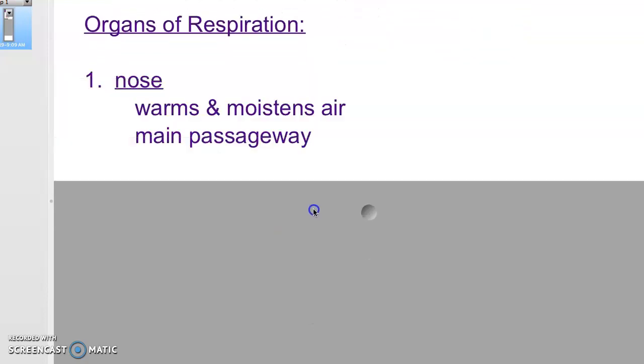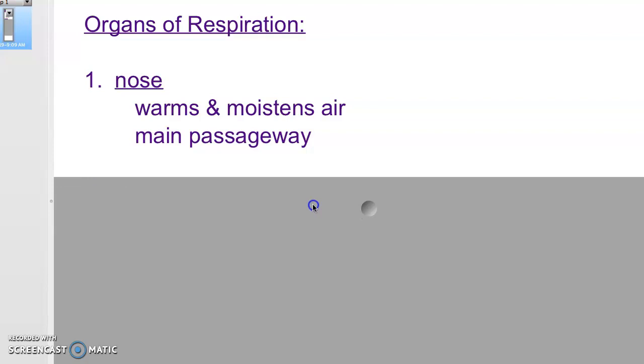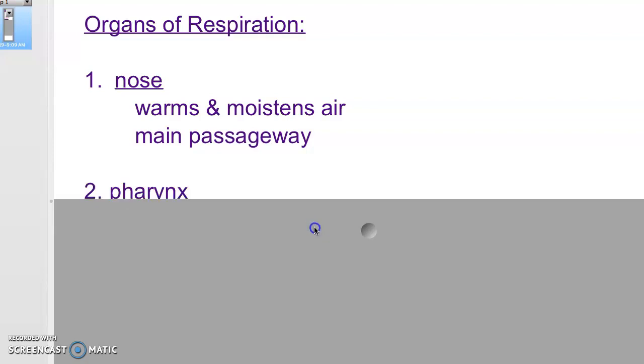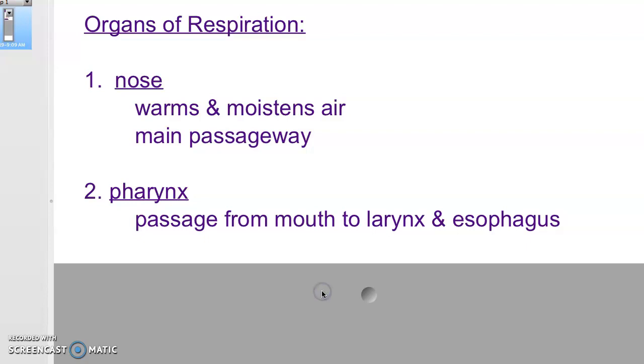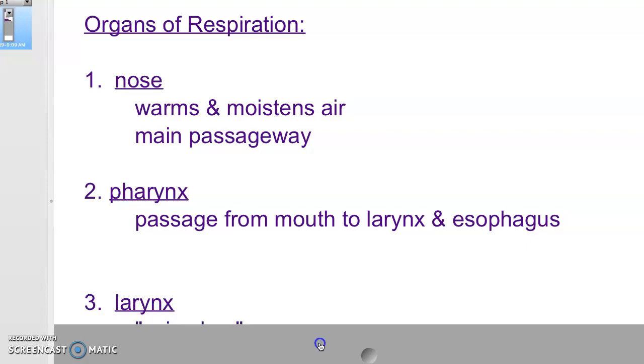So the organs of respiration, if we were to list them, just to go through them, you have the nose that warms and moistens the air, and that's the main passageway typically. Of course, your mouth works too. Then the pharynx is where the mouth passes the air down to the larynx and the esophagus, right? The esophagus is where we have food.